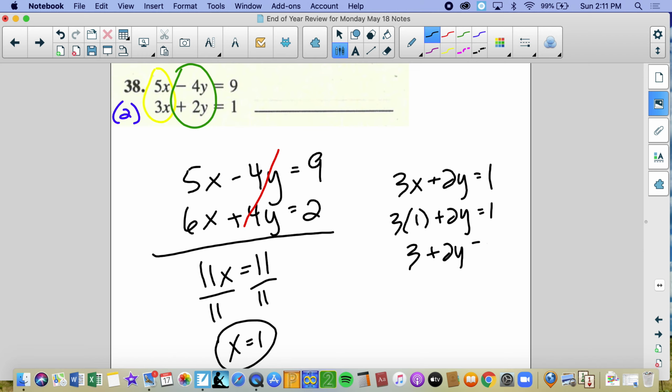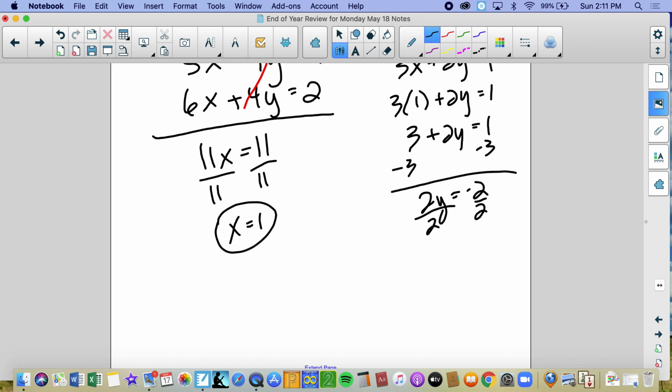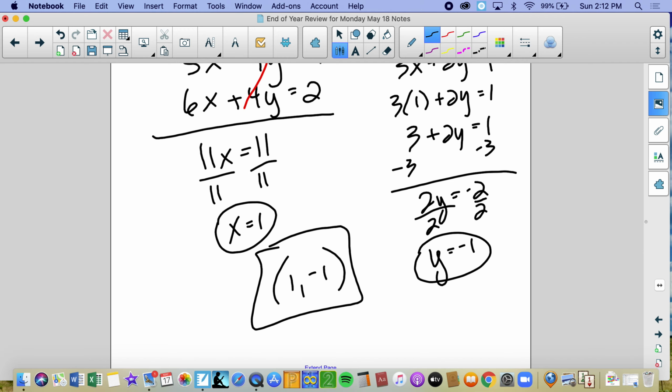3 plus 2y equals 1. I'm going to subtract 3. I get rid of things being added and subtracted. And then I divide. And I'm left with y equals -1. So my solution is (1, -1). I have to use the coordinate sign because it's a point of intersection.